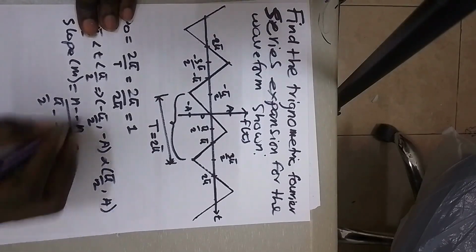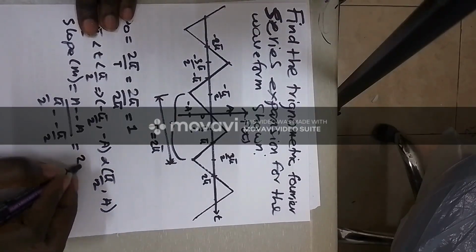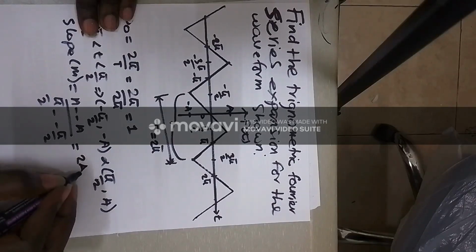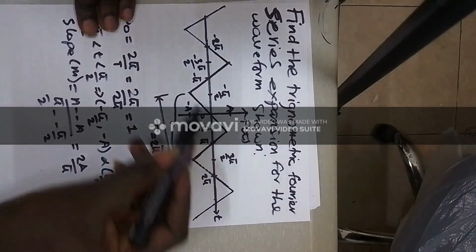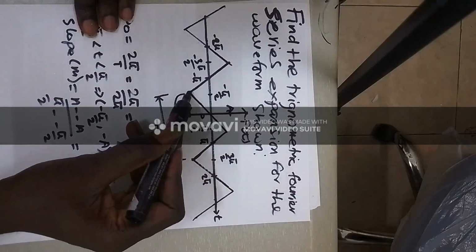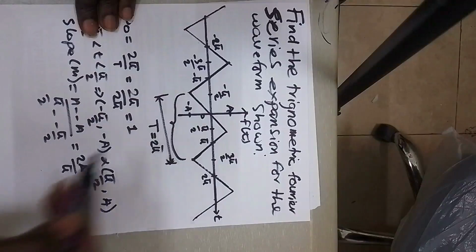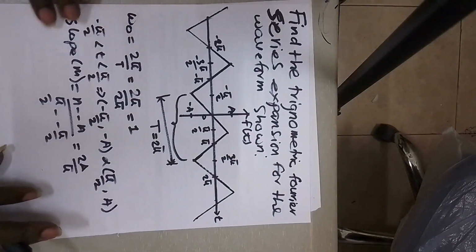So it's going to be 2A over pi. And that makes sense because you see that our line is starting from here and going to here. It's ascending, so the slope has to be positive, as we have here.